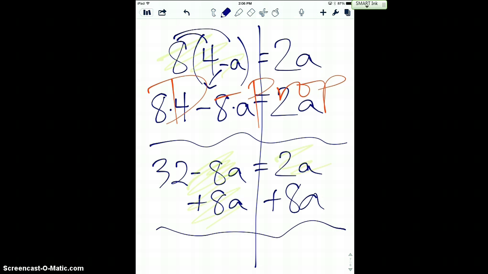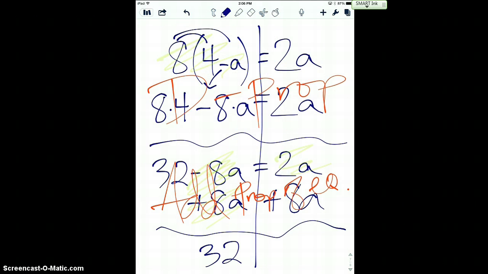So what did I do in that step? What property did I use? Well, I added a certain amount to each side. So I used the addition property of equality. So now, simplifying, I'm at 32 equals 2a and 8a. It's 10a.